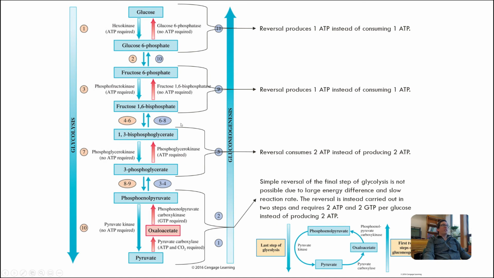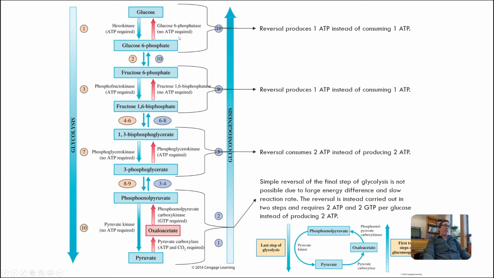Steps 6 through 8 are the same. There's nothing that's changed about them other than if we're going the other direction, we're consuming ATP rather than generating it. We have a different enzyme here. So this enzyme, phosphofructokinase, is not reversible. We need a different enzyme. So here we have, again, this new enzyme.